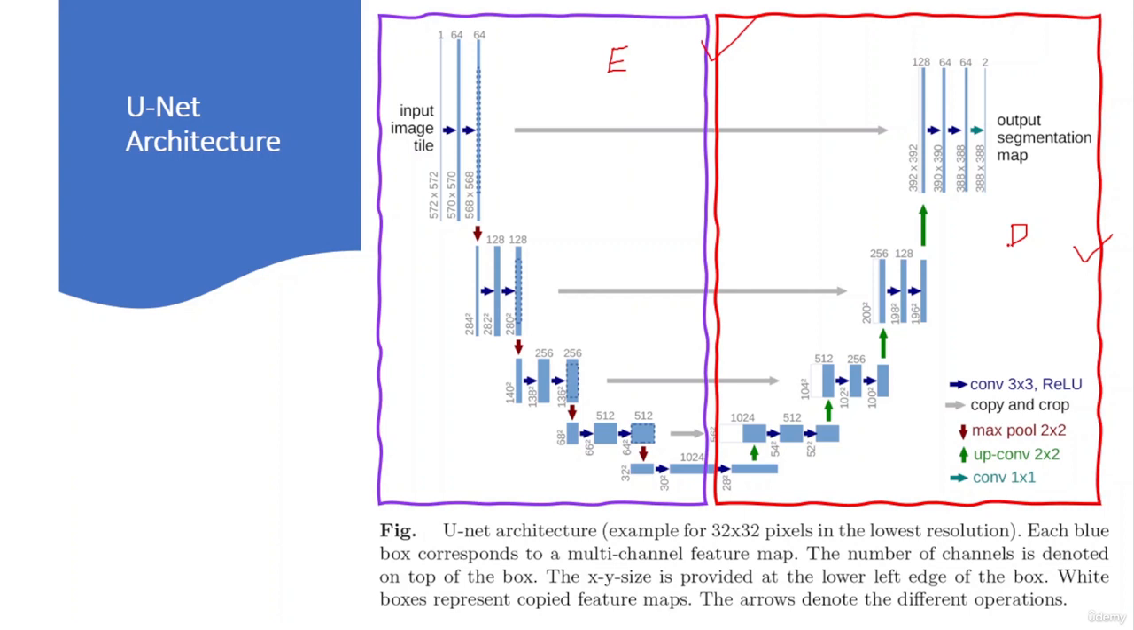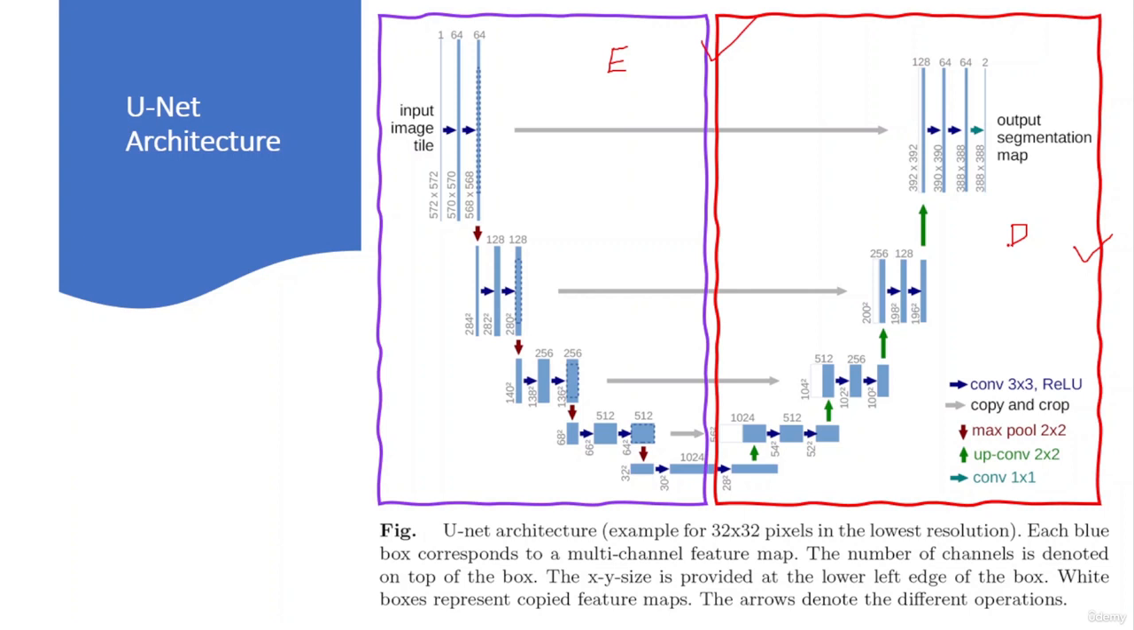As you can observe, it's U-shaped, so that is why its name is UNet architecture. On the left hand side, it's a contracting path, and on the right hand side, it's expansive path. Each blue box corresponds to a multi-channel feature map. Here you can see the blue boxes. The number of channels is denoted on the top of the box. The XY size is provided at the lower left edge of the box. White boxes represent copied feature maps. So here you can see the white boxes. So they are the copied feature map.